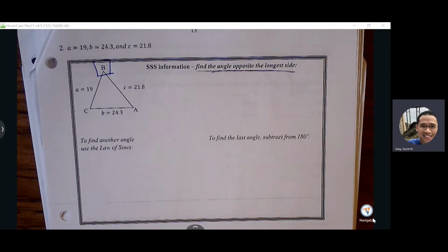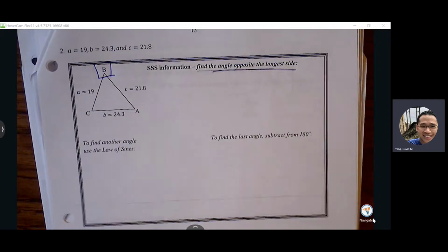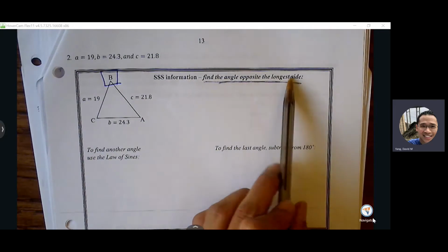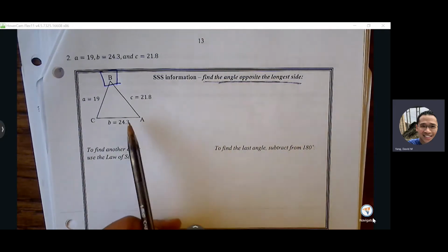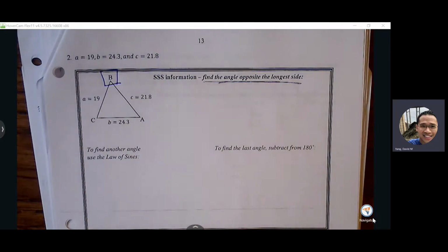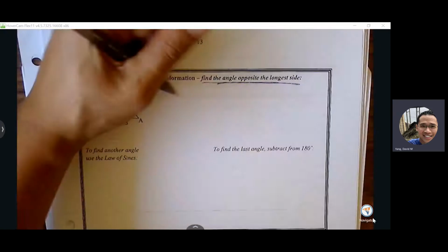Okay, go ahead and write that down. Page 13, number 2. Okay, so we identify the longest side. So that tells us we're going to target that angle B. Right, so look on the previous page. There's only one formula that has angle B in it.